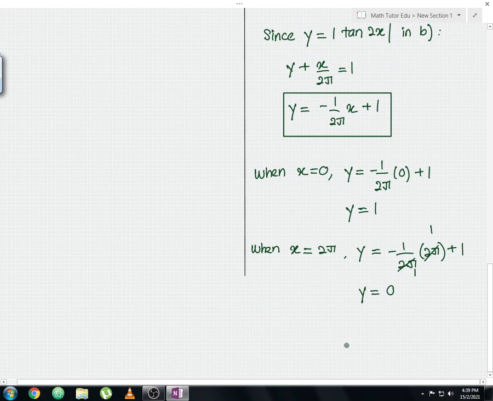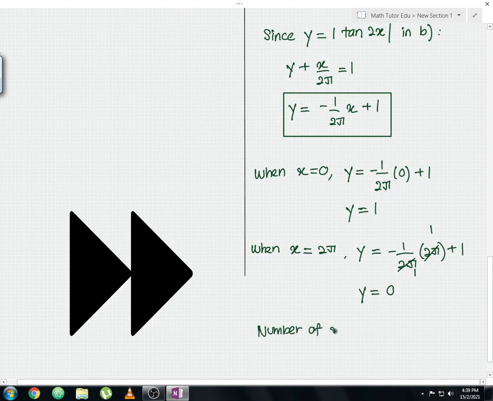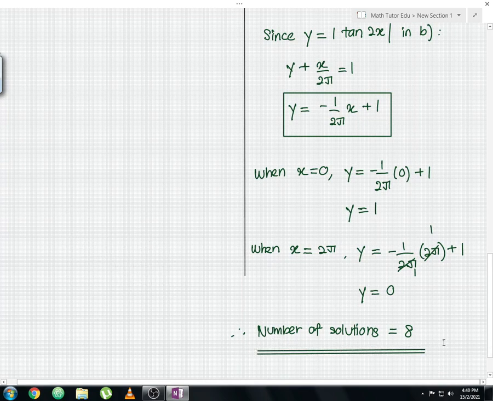Let me write the solution and then underline it. That is all for the step-by-step working and solution for this question. I hope you understand the full working that I've shown to you.